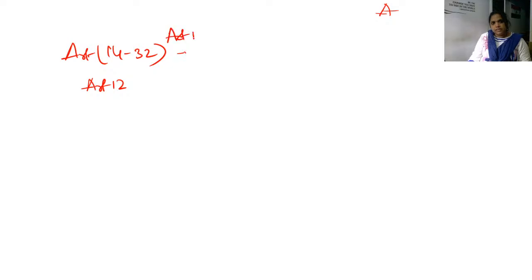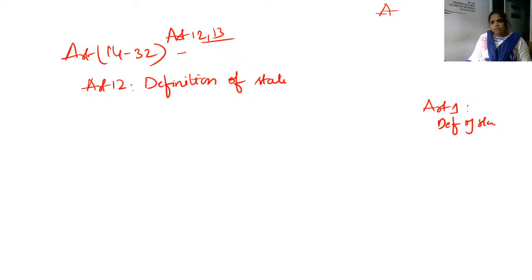So as I mentioned, the real fundamental rights start from Article 14, but there is a need for us to discuss even Article 12 and 13. So we will start with Article 12. What is Article 12? In Article 12, the definition of state is mentioned. If you remember, even under Article 1 we had the definition of India. Likewise, in Article 12, we have the definition of state.